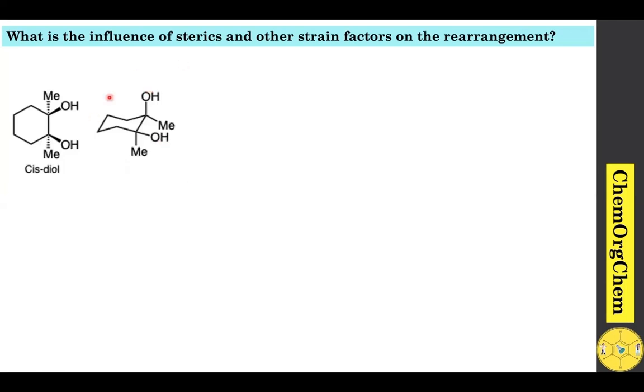In order to visualize the mechanistic details, we need to convert the cis diol into the corresponding chair form, and similarly the trans diol also we need to convert into the chair form. So now you see the cis diol chair form. Here there are two hydroxy groups: one of the hydroxy groups is present in the axial position and the other hydroxy group is present in the equatorial position. This particular axial hydroxy group encounters steric clash from the 1,3 diaxial interaction.